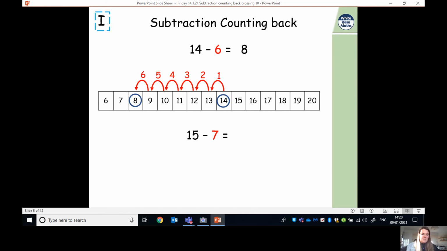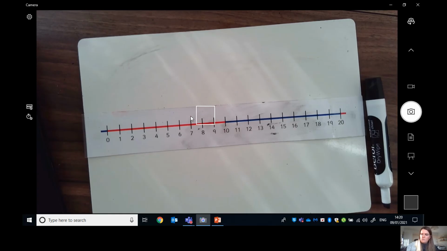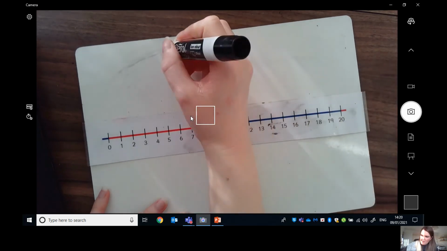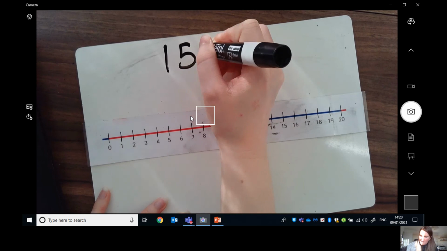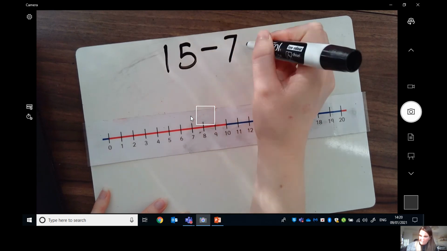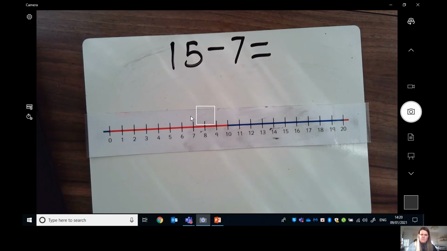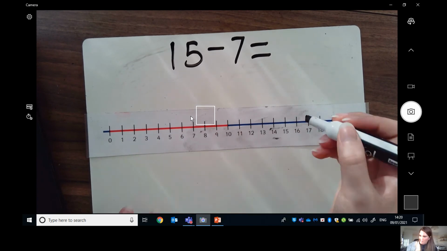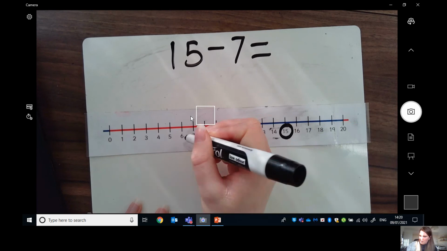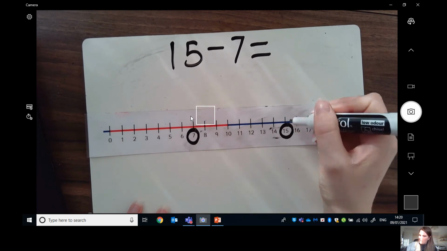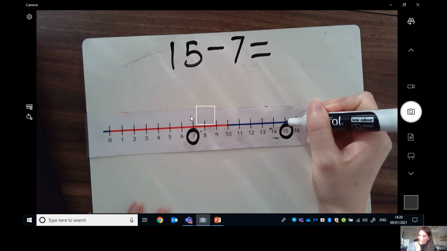15 minus 7. Fantastic. So the first thing I'm going to do is write 15 minus 7. Great. I've written 15 minus 7. The next thing I need to do is circle my numbers. So I'm going to circle the number 15 and I'm going to circle the number 7 and then I'm going to count the jumps in between them.